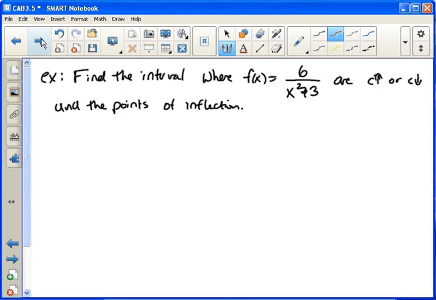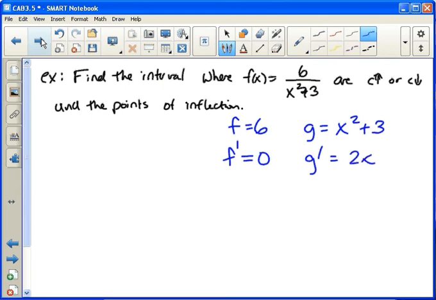That should be sufficient. Here, if you want, you can bring the x squared plus 3 up top and raise it to the negative 1 and then do the chain rule. I'm going to prefer to do the quotient rule, but that's just my preference. You can do it either way. F is 6, so f prime is 0. G prime is 2x. So I get f prime times g is just 0 minus f times g prime all over g squared. So I get negative 12x over x squared plus 3 squared.